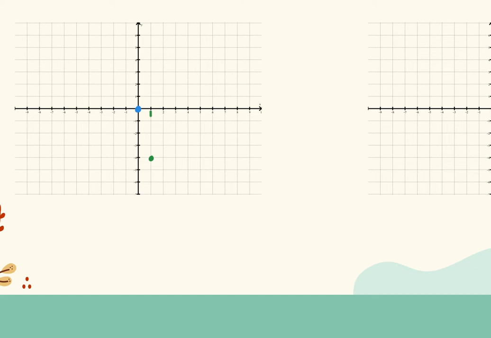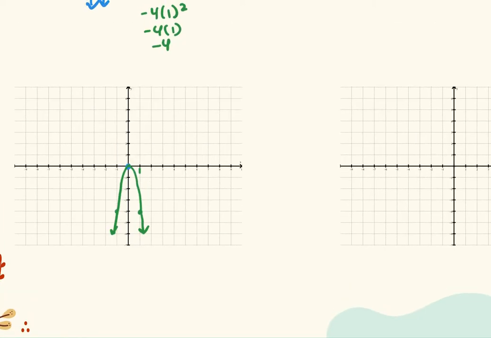You went down 4 and out 1, so I'm going to do the same thing in the other direction and get my third point. And there's the parabola. What's my axis of symmetry? Yep, x equals 0, and it has to be an equation, so you have to have the x equals. Your domain? Domain for every single parabola is negative infinity to positive infinity.